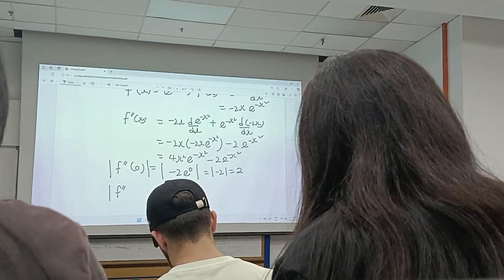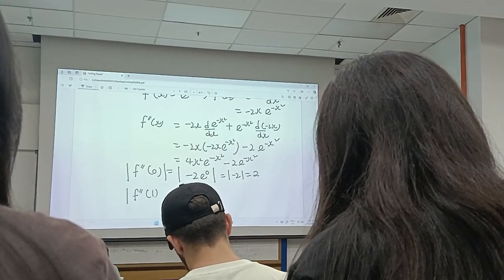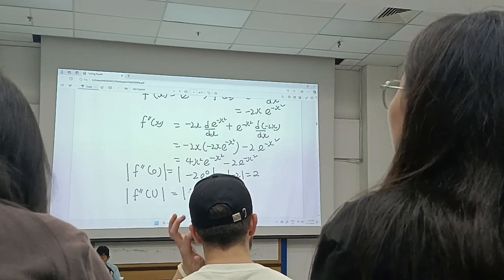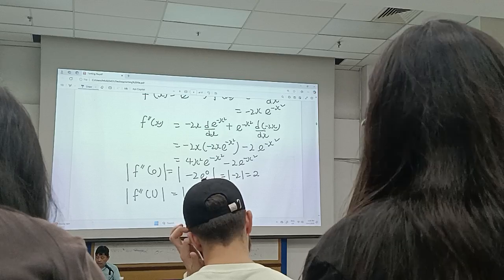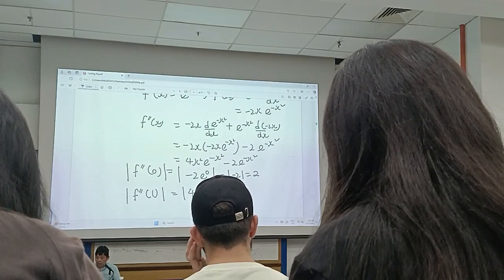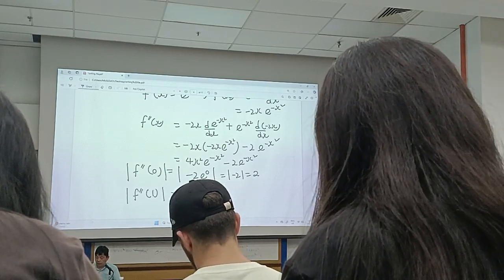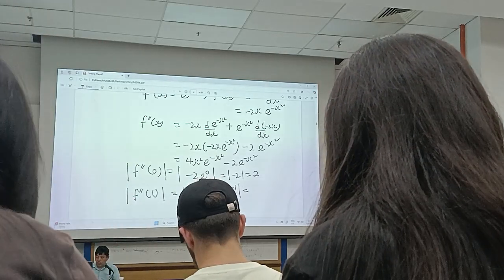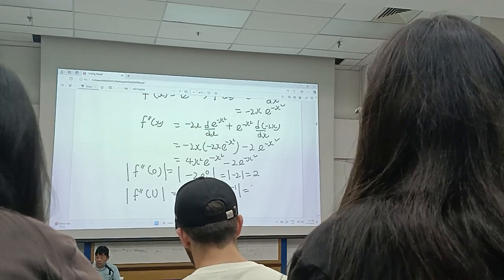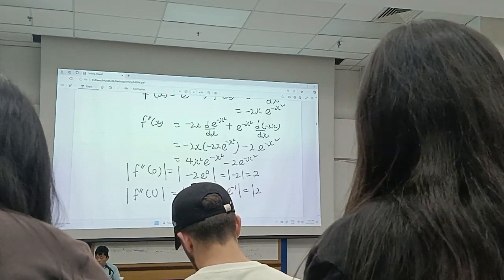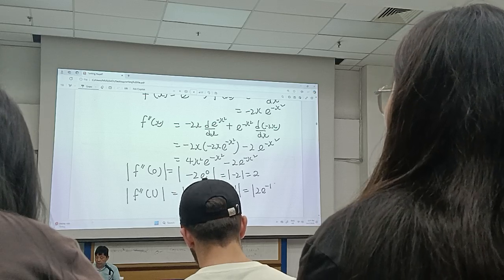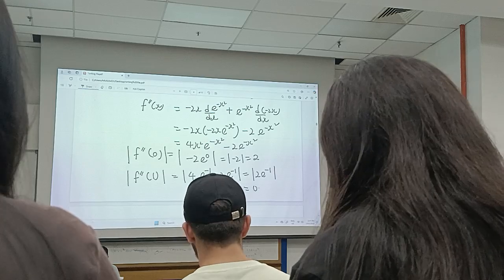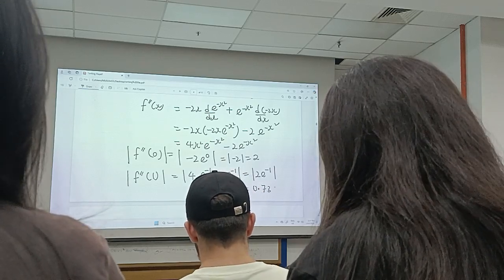Okay, then plug in 1, the upper limit. So plug in 1 into the second derivative. 4 times 1 equal back to 4. So here we have e power negative 1. Plug in 1. So 4 minus 2 equal to 2e power negative 1. Okay. So press calculator for this, you will get 0.7358.